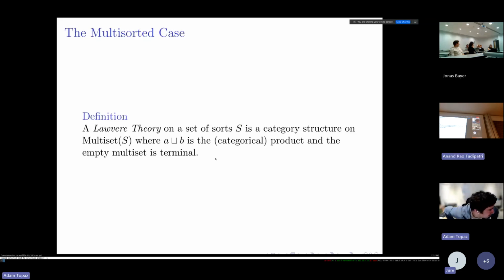So, free groups are indexed by natural numbers, but we could also have free groups bigger than that, right? We could index by the cardinals or something like this.